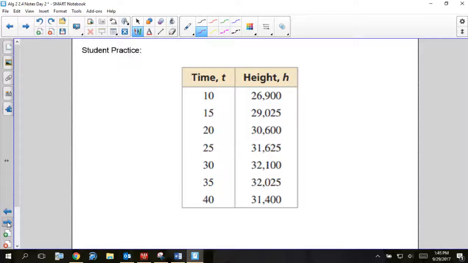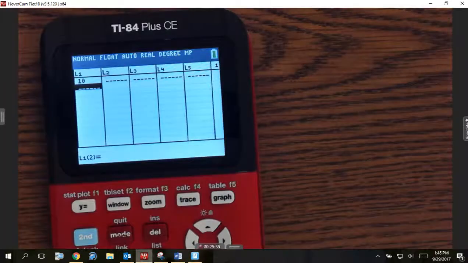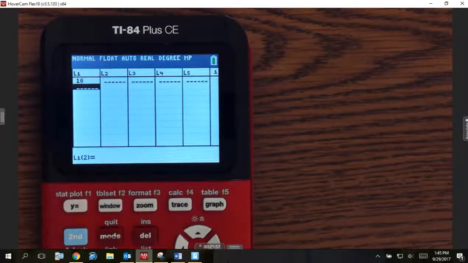So I'm going to go back to Stat and Edit. I'm going to clear this information out by going up and hitting Clear and typing in the new numbers.